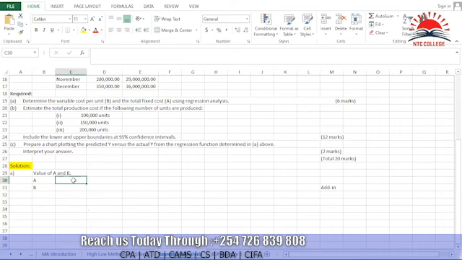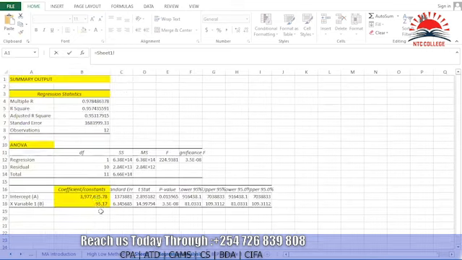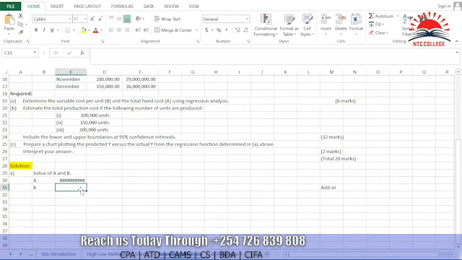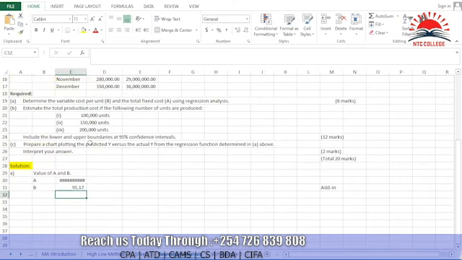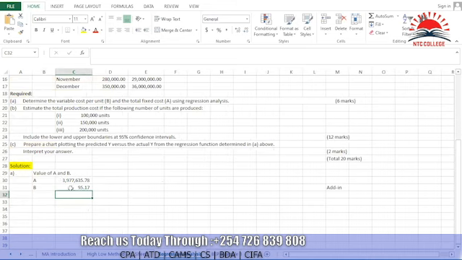We can say that A equals this 3.9, and B equals this 95.17. That is the answer to part A. Part A had 6 marks. You can see the 6 marks. So this earns you 6 marks.